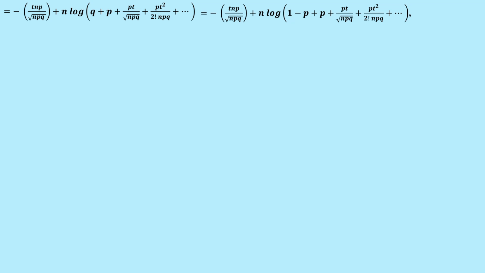Right? So that is equal to minus t np divided by root npq plus n log of q plus p plus pt. So we are simplifying, right? Pt by root npq plus pt square by 2 factorial npq plus etc. Right?